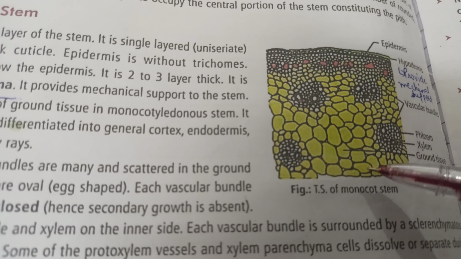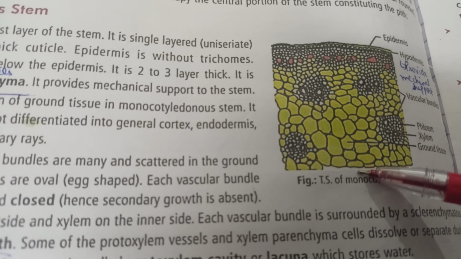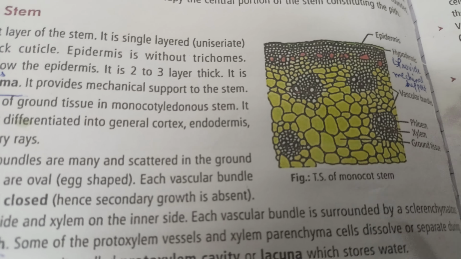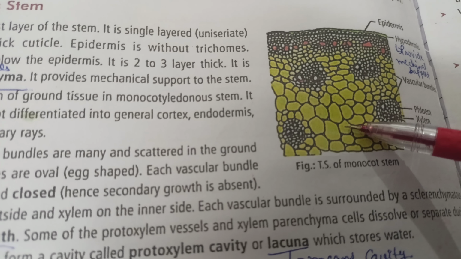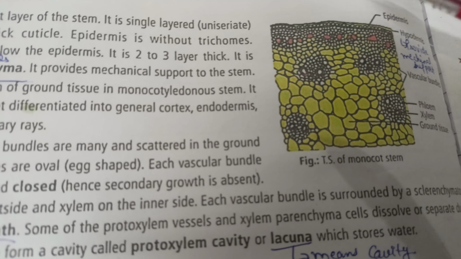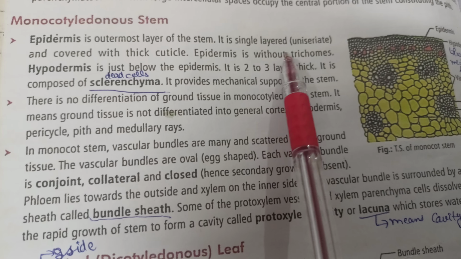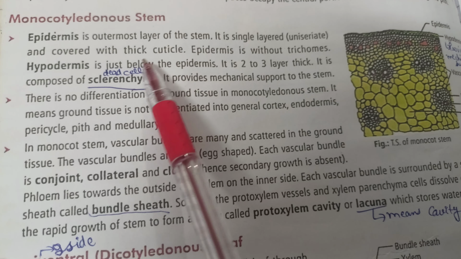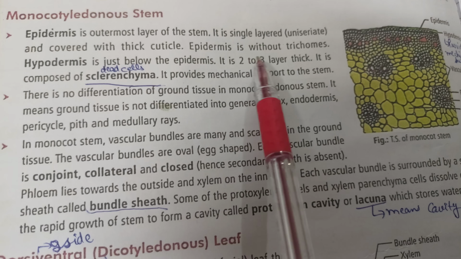This is the TS of monocot stem, in which these green color structures show the ground tissues which make the body of the plant, and this is the structure. Now you can see that epidermis is the outermost layer and is single layered, uniseriate, and covered with thick cuticle, and the function of cuticle is to prevent water loss.